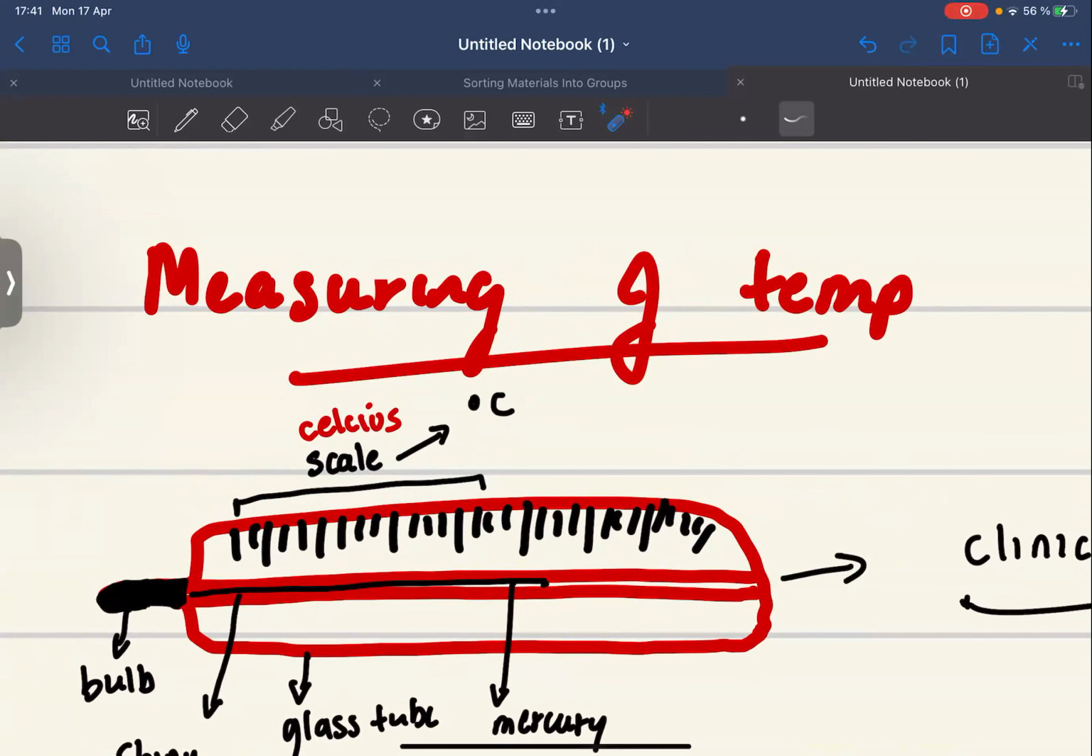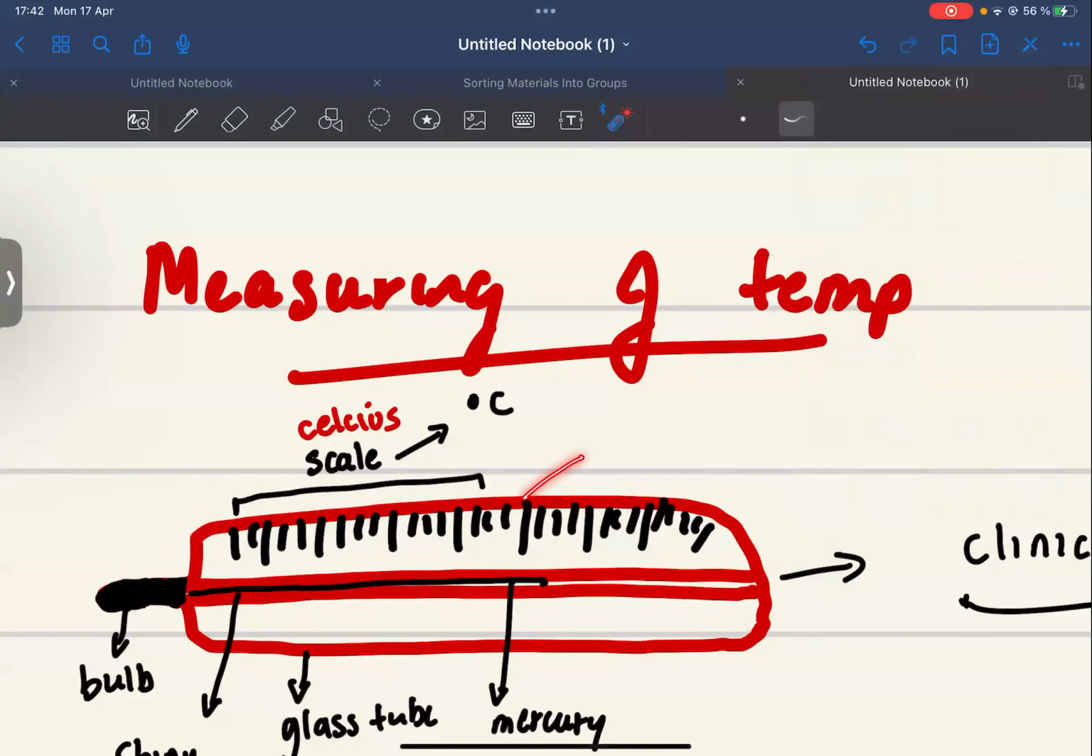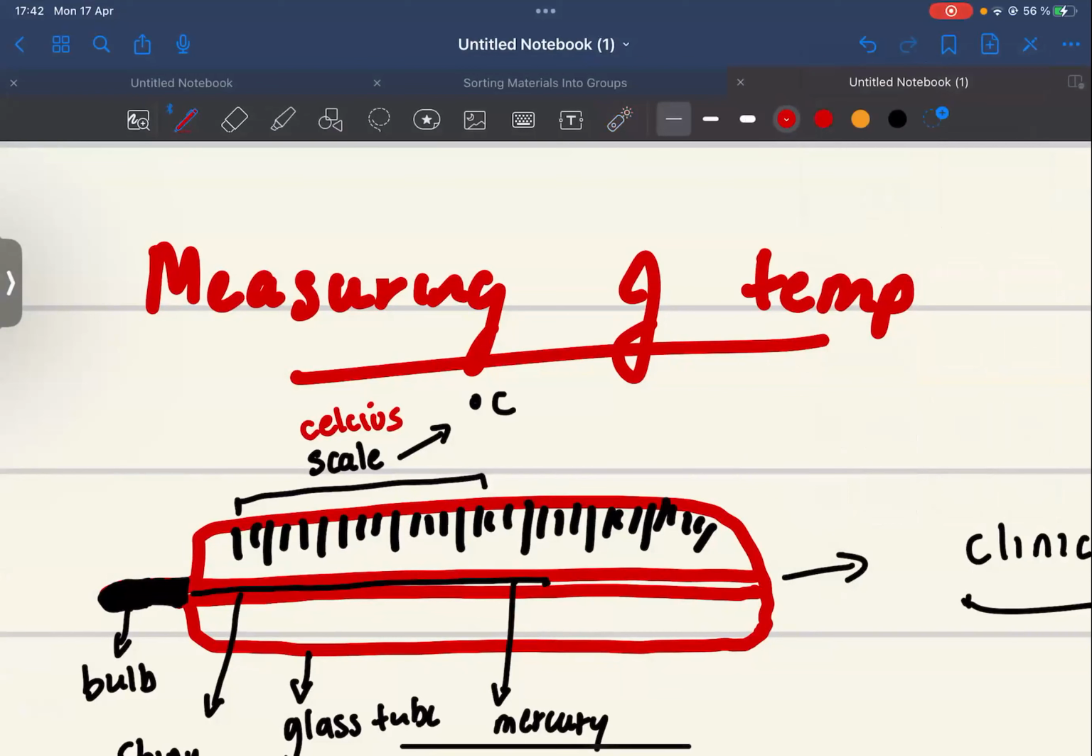Okay. So suppose the bigger marks have 1 degree. So in between, there are 5 divisions. That means each small line reads 0.2 degrees Celsius. And each big line, wait one minute. So the big line over here is 1 degree Celsius. Each small line is 0.2 degrees Celsius.